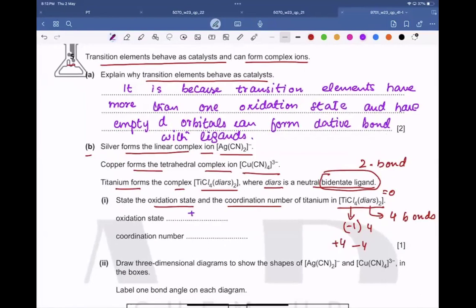So the oxidation number is +4, and for the coordination number, there are four chloride, and each chloride makes one dative bond. So four dative bonds are formed by four chloride, and four dative bonds are formed by the two bidentate ligands. So the total number of dative bonds is 8, so the coordination number would be 8. Is this clear?